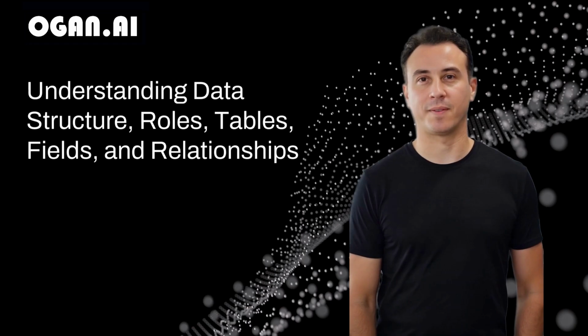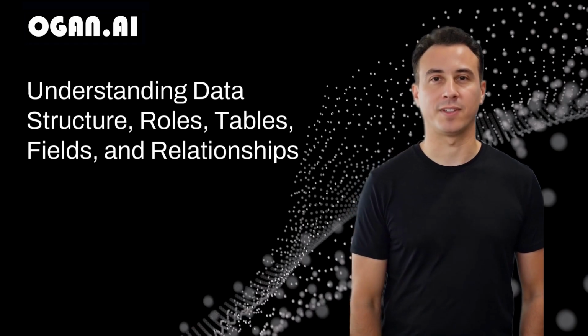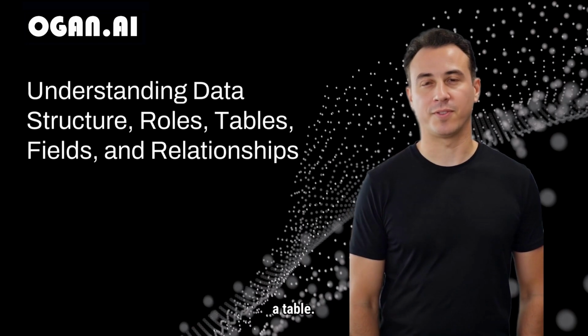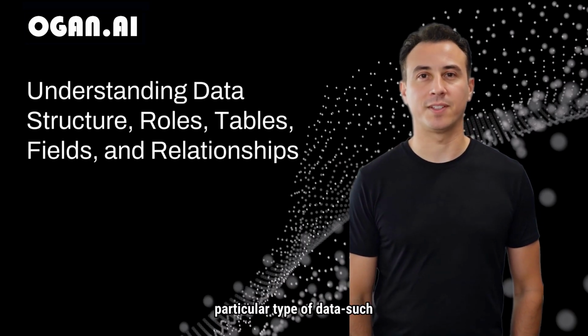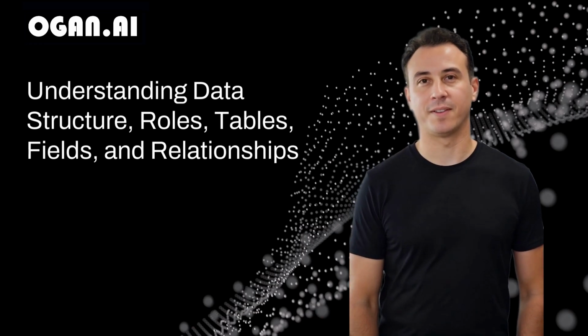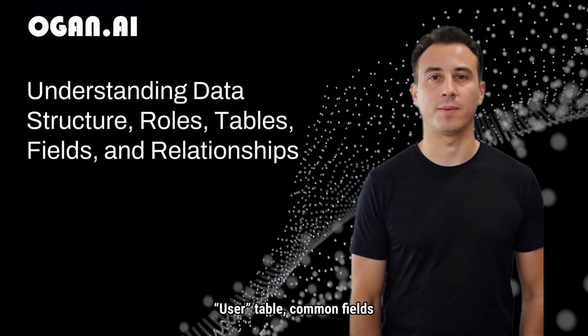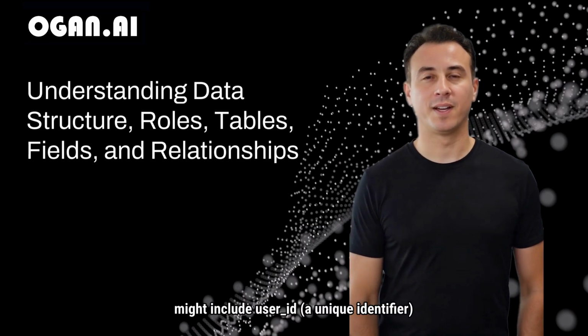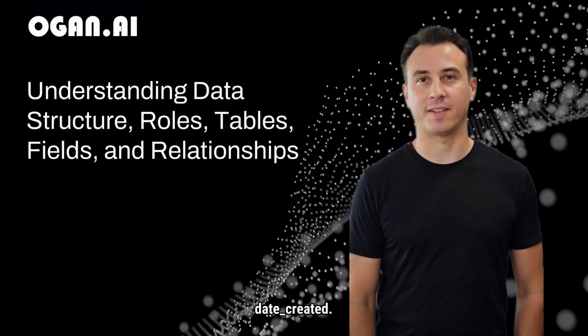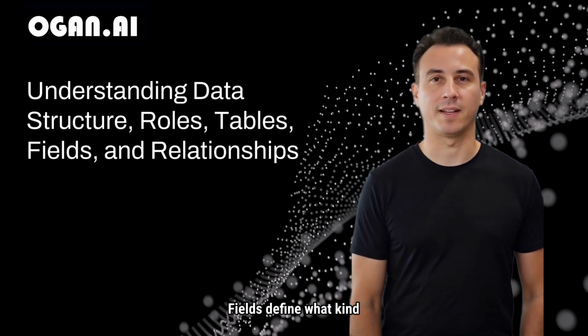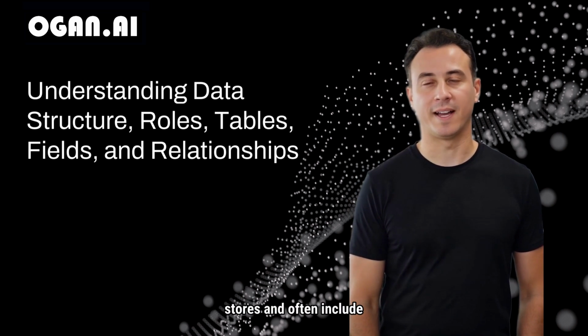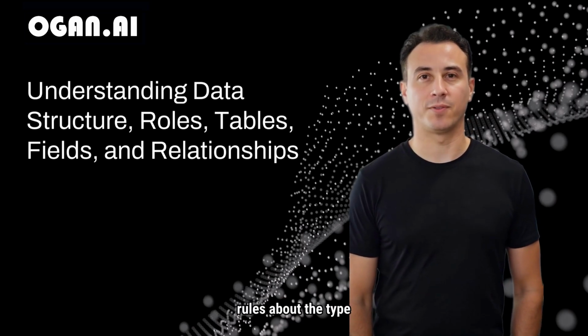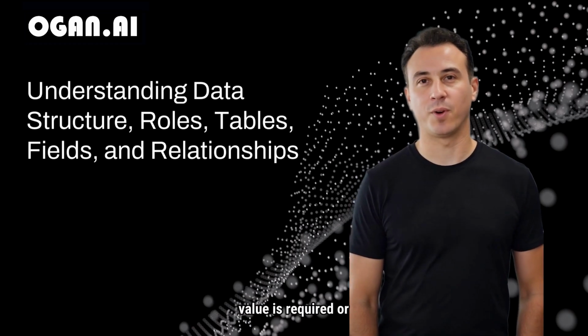Fields or columns. Fields are the individual data elements that make up the columns of a table. Each field holds a particular type of data, such as numbers, text, dates, or even files. For example, in a user table, common fields might include user ID, a unique identifier, name, email, and date created. Fields define what kind of information the table stores and often include rules about the type of data allowed, maximum length, or whether a value is required or optional.